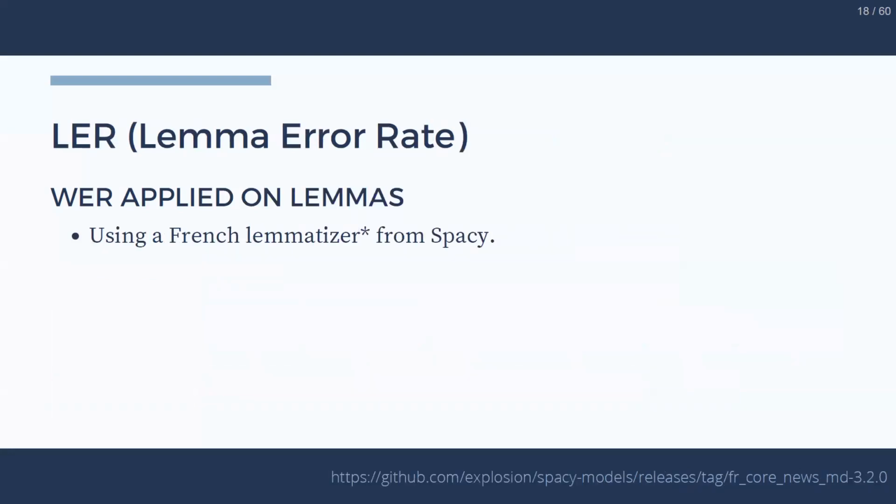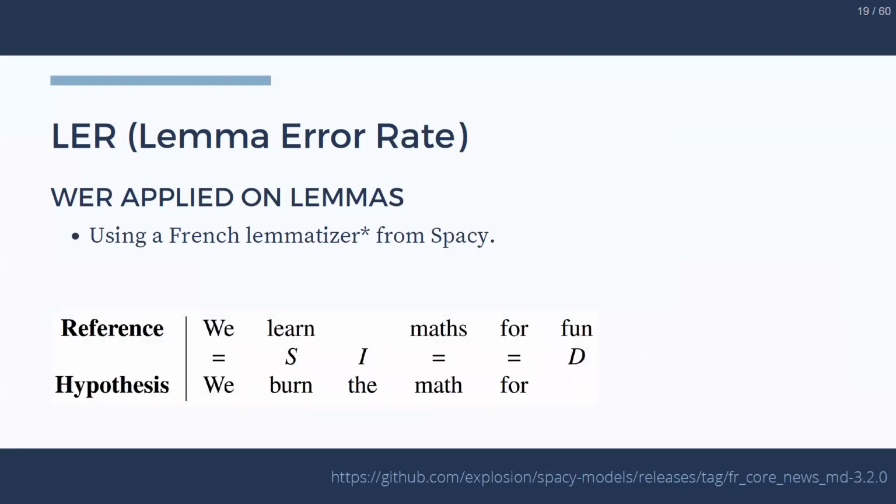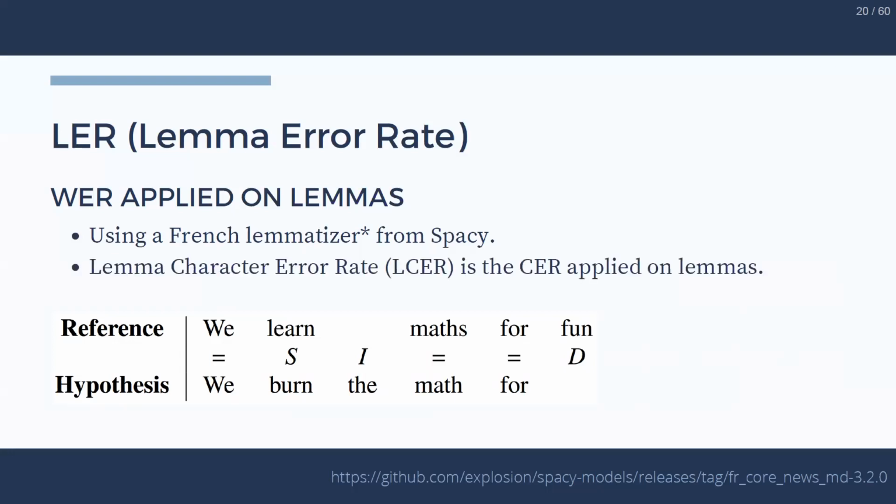The lemma error rate is close to the part of speech error rate, but it works on lemmas. So we use a French lemmatizer from spaCy, and we obtain our lemmas. And here, for example, learn and burn do not have the same lemmas, while maths and math have the same lemma, and they will not be considered as an error. A variant of this metric is the lemma character error rate, which is just a character error rate applied on the lemmas.